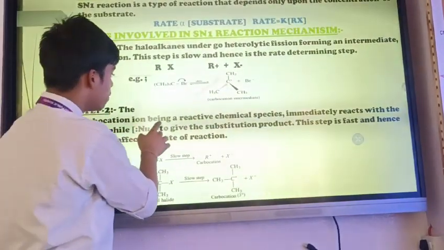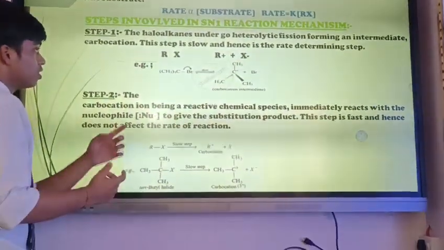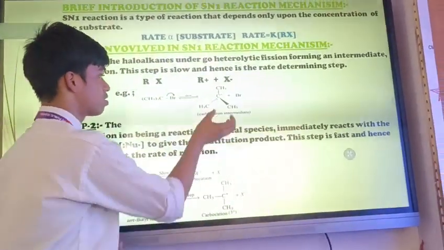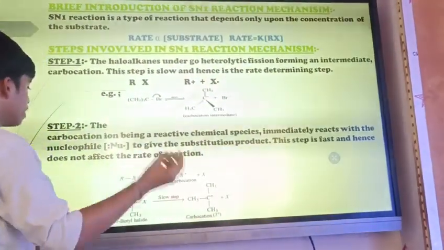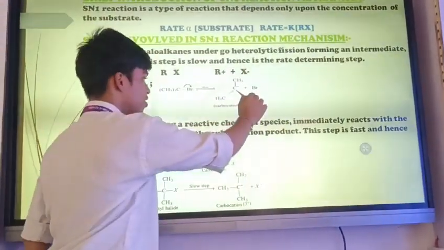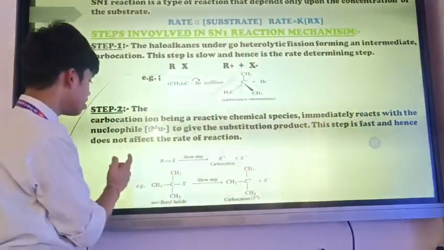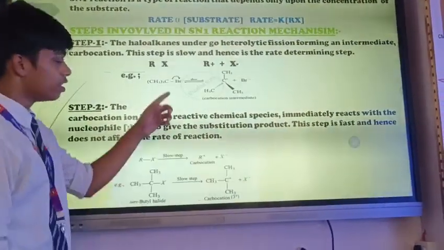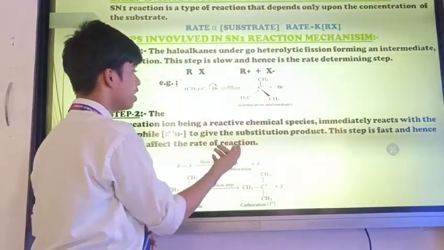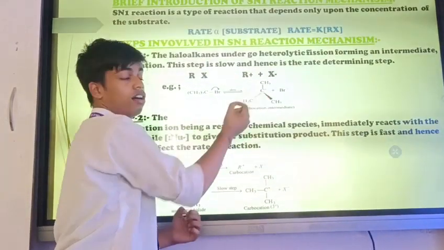Step 2: the carbocation ion, being a reactive chemical species, immediately reacts with the nucleophile. This carbon atom is chemically unstable and hence is reactive, so it immediately reacts with a negatively charged nucleophile, which is stronger than the halogen, to give the substitution product. This step is fast and hence does not affect the rate of the reaction.